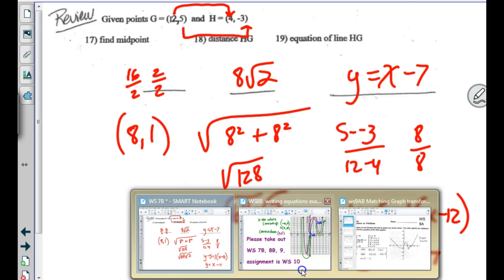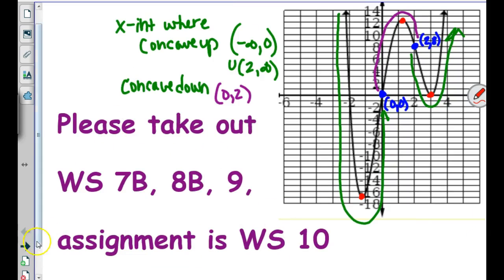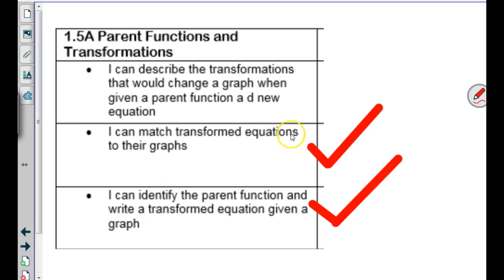Worksheet 8B. Okay, this is the last assignment. Oh, this is the notes for the last assignment on this week's homework check, the big long homework check number 5 that goes with summative number 5. The concept is transformations, and what we are doing today is identifying the parent function and then writing a transformed equation. Okay.